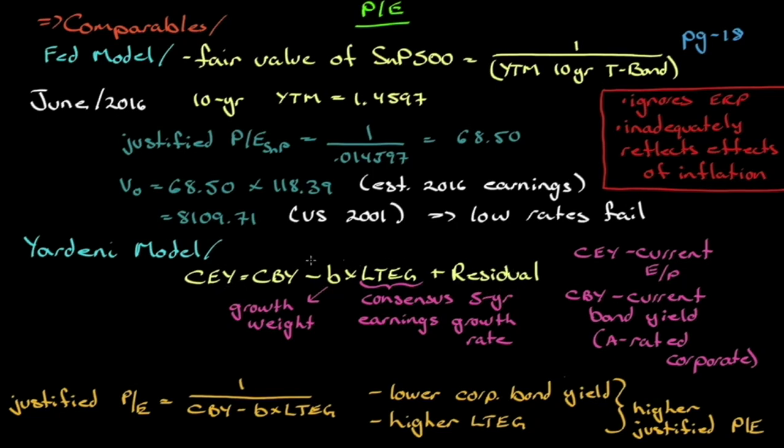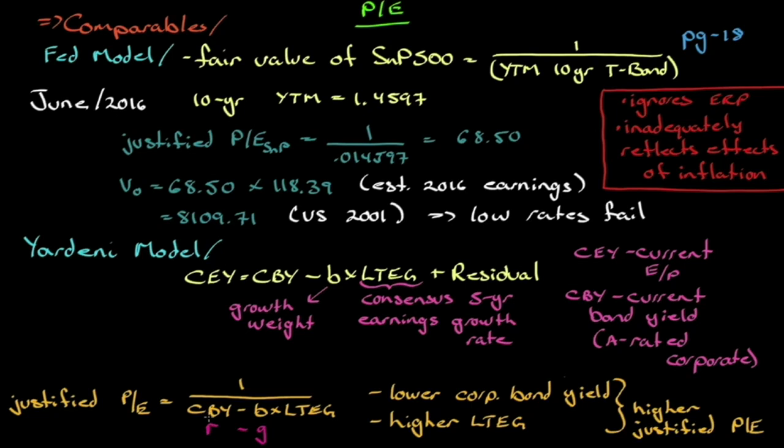Taking this, we can get a justified PE as 1 over the corporate bond yield minus the long-term earnings growth. So this is the same as R minus G. That's all we're getting, R minus G. For every dollar, R minus G. What's every dollar going to be worth, right?